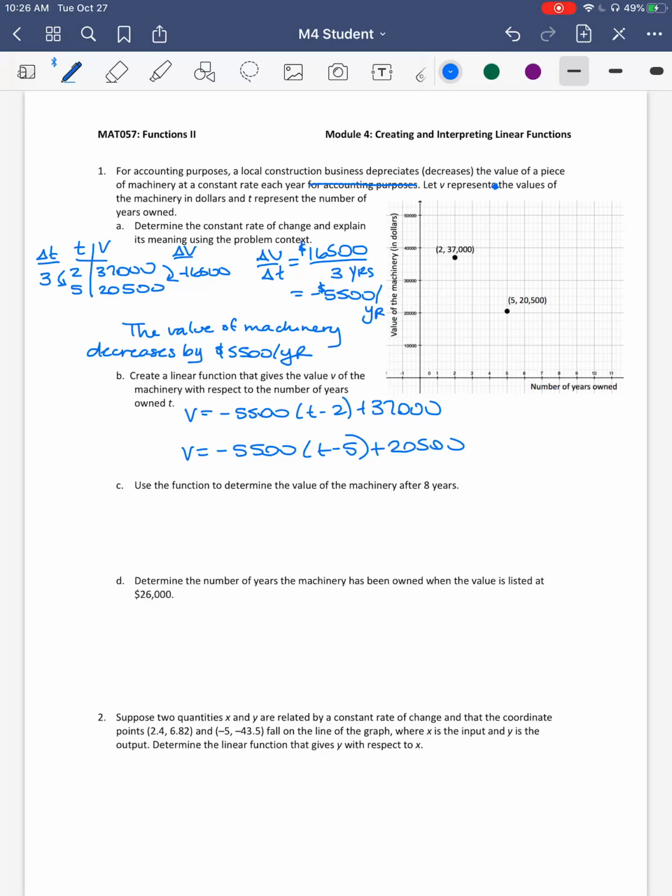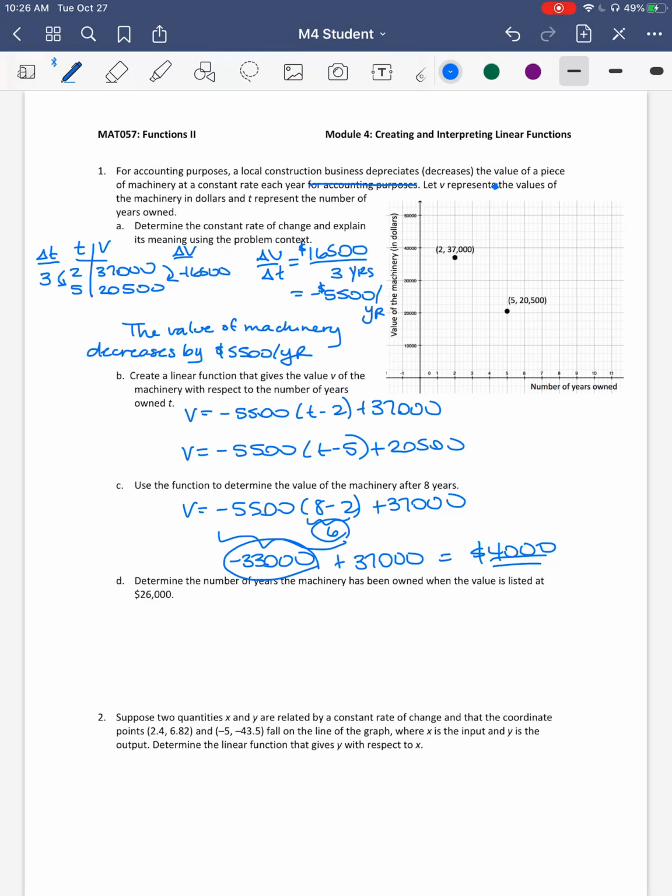For part C, it says use the function to determine the value of the machinery after 8 years. Let's say I use the first one. After 8 years, that's when T is 8. I'm going to get this. Essentially what this is saying is, it's been 6 more years. Every year it goes down $5,500, so negative 5,500 times 6 gets me negative 33,000. So in 6 years, the value goes down 33,000, but it was already 37,000, so my value remaining is 4,000.